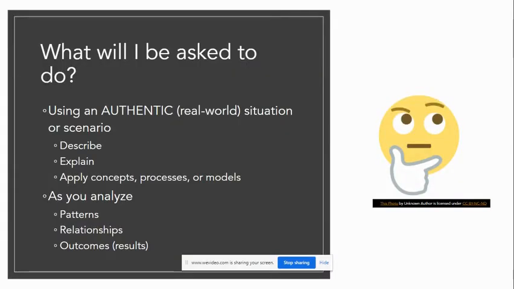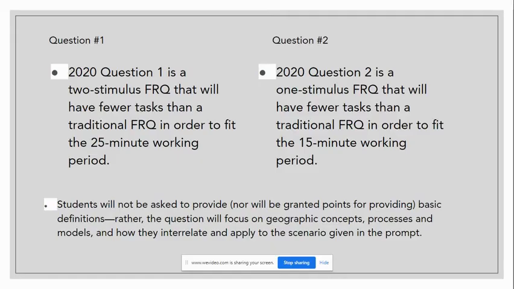You're going to be asked to use authentic real-world situations to describe, explain, and apply and compare concepts, processes, and models. You're going to be analyzing patterns, relationships, outcomes, and results. So here's a little bit more specific information. This is a little bit of a review, but this is now what they've come out and exactly said. Question 1, your first question will be 2 stimulus.